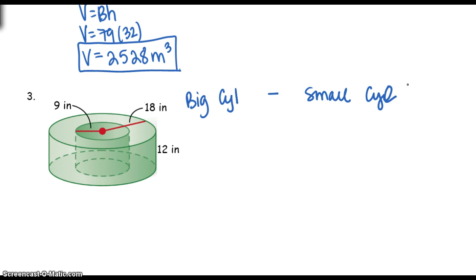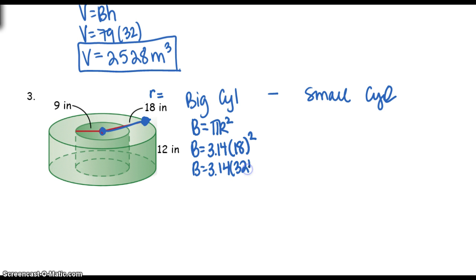There we go. So first let's focus on the big cylinder. And in the big cylinder, I'm going to use the blue for the big cylinder. We have this, and that's our radius. Okay? So if we have to find the area of the base, it is a circle. So pi r squared. We're going to be rounding to the nearest whole number. So this would be 3.14 times 18 squared. Then we work out what 18 squared is in the calculator. So we have 3.14 times 324.